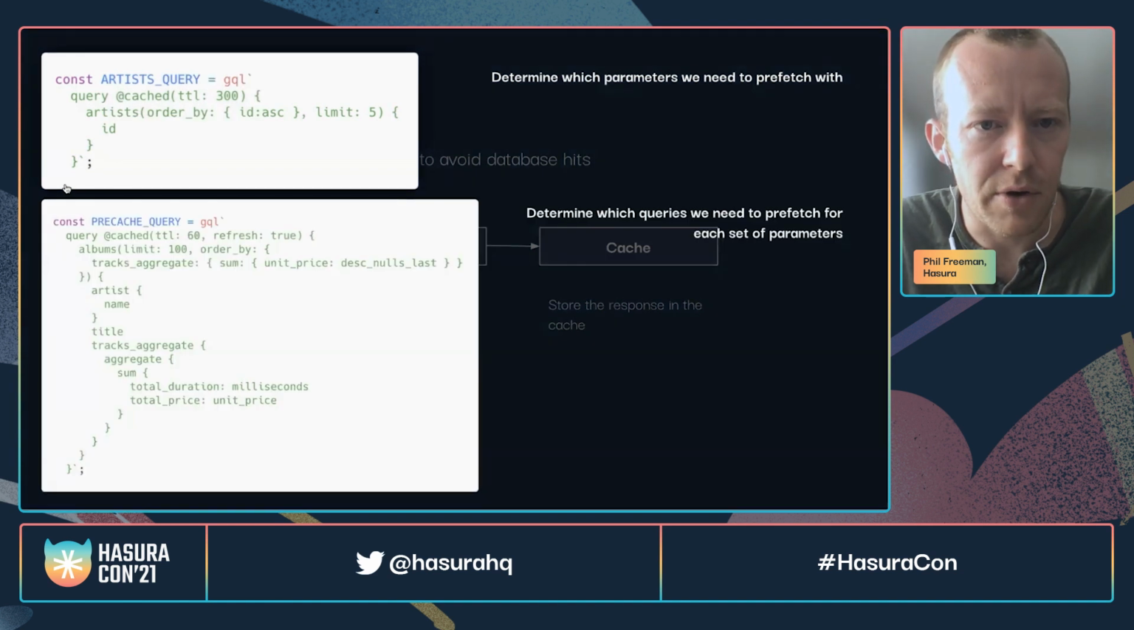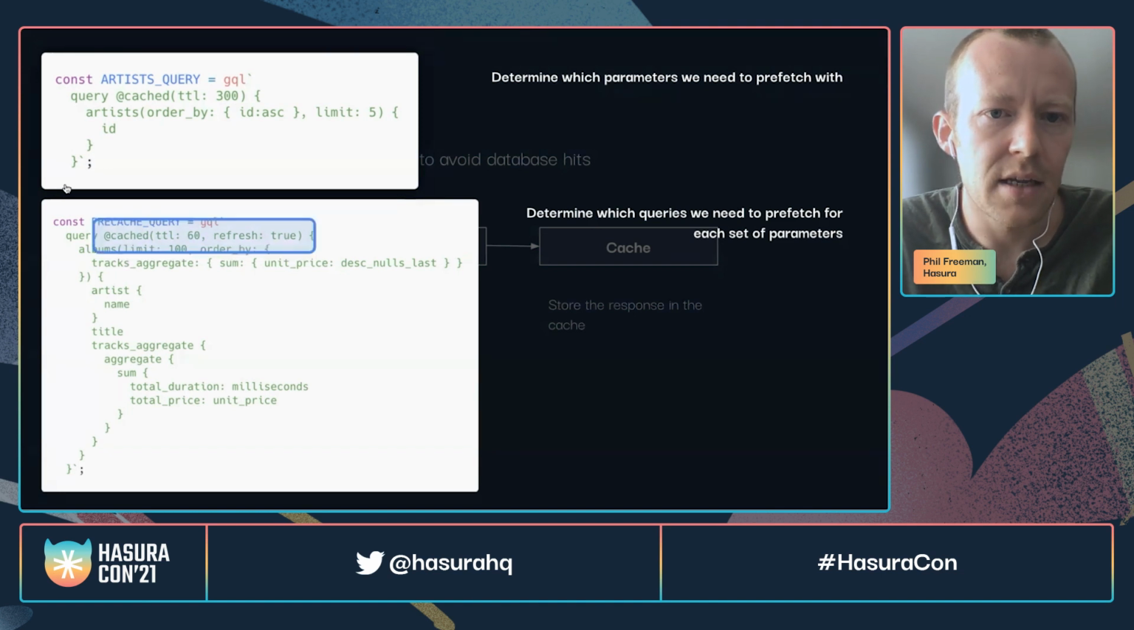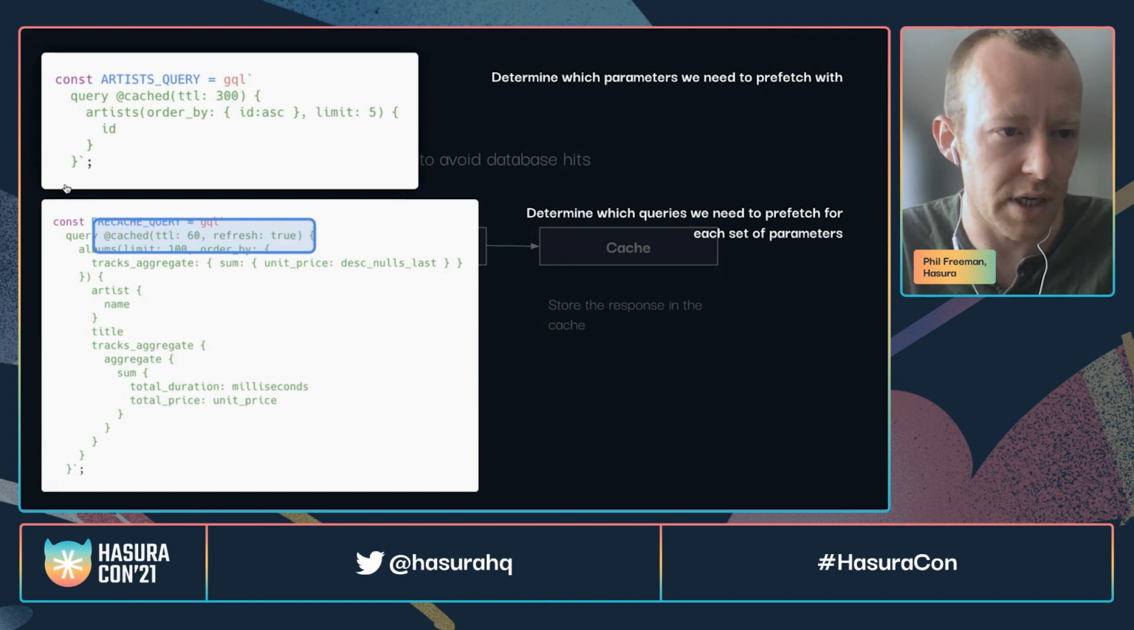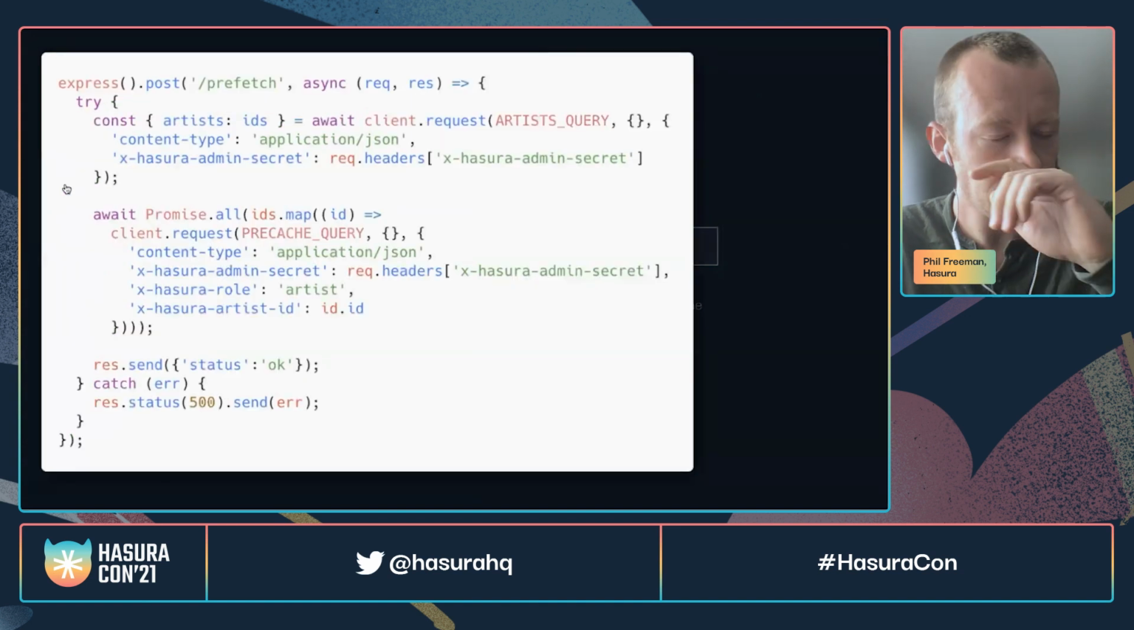And next, we need to run the queries themselves, and we'll store the responses in the cache. And again, we make sure to include the cache directive, but this time we make sure to include the refresh option because, as I was saying before, we want to make sure that we force an update in the cache so that we're storing data as fresh as possible on these updates.